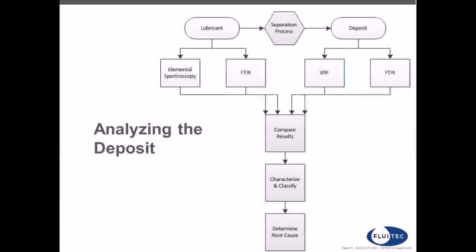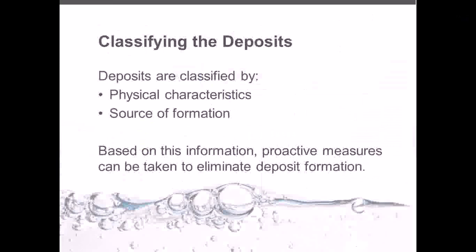So how do we go about classifying these deposits? We thought it would be interesting, instead of just saying we have a brown gooey varnish, to actually create some classification bins, so that when you do some analysis, you can say this deposit can be classified by these certain physical characteristics and this source of formation. Based on this information, we can take some proactive measures, ideally, to see if we can eliminate deposit formation. So this is the classification chart for deposits that we have put together.